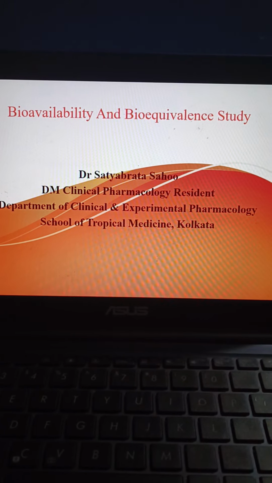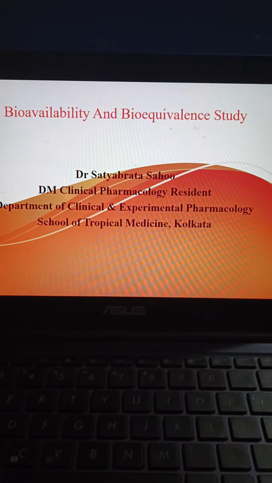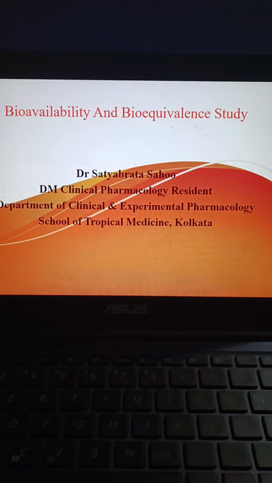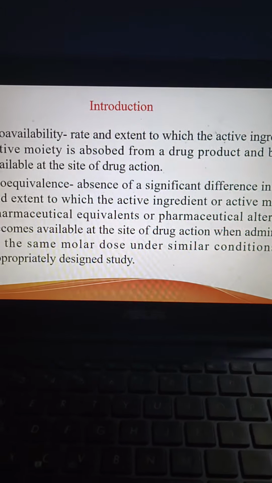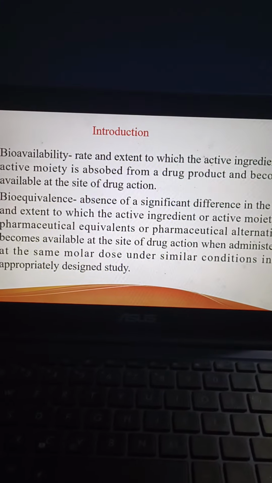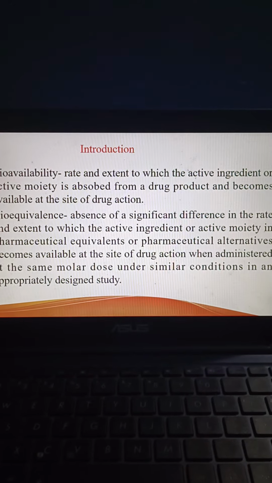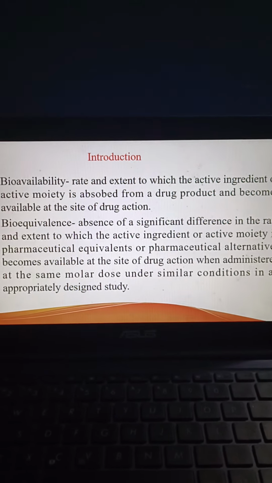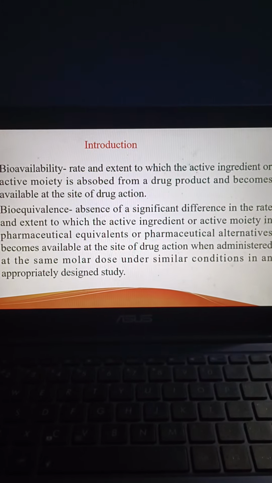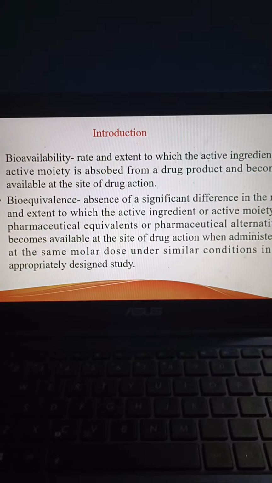I am Dr. Satyabrata, MD clinical pharmacologist, and today I am going to discuss bioavailability and bioequivalence study. Coming to the introduction, what is bioavailability? Bioavailability is the rate and extent to which the active ingredient or active moiety is absorbed from a drug product and becomes available at the site of drug action.